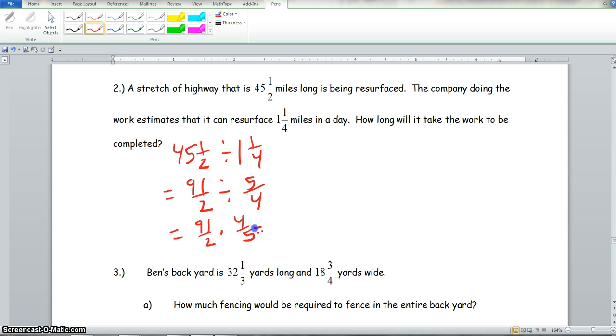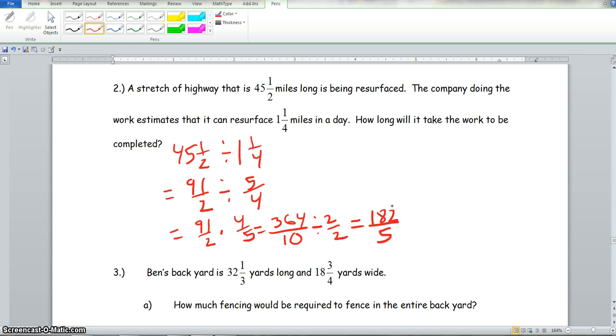So 91 times 4 is 364, and 2 times 5 is 10. Now, with this here, 364 and 10 both have 2 in common. So we divide both by 2. Your denominator will be 5, and your numerator will be 182.